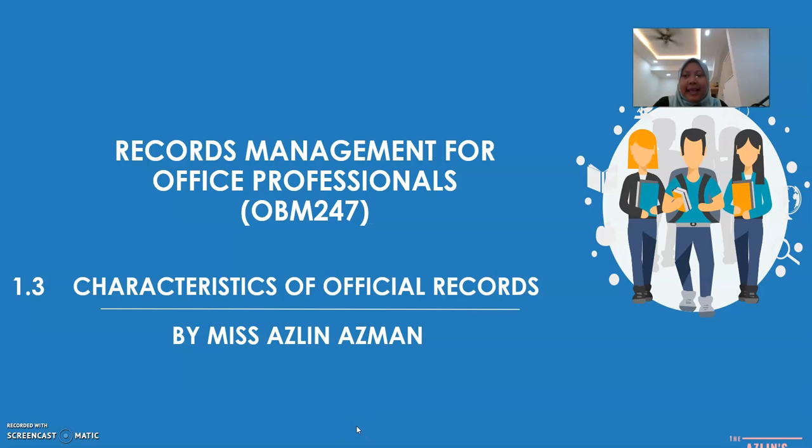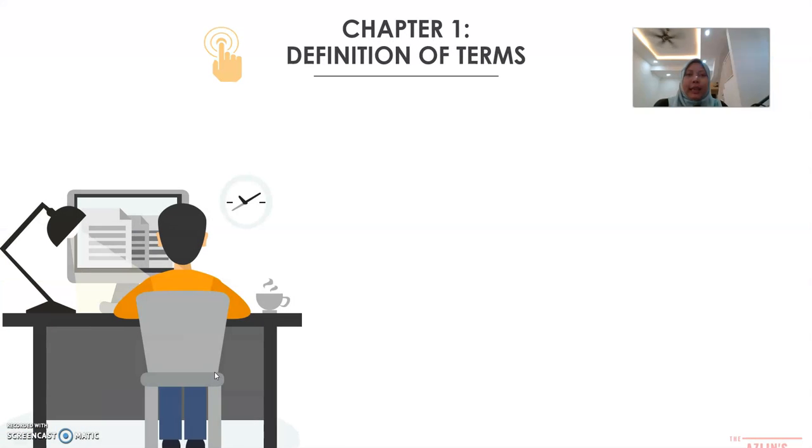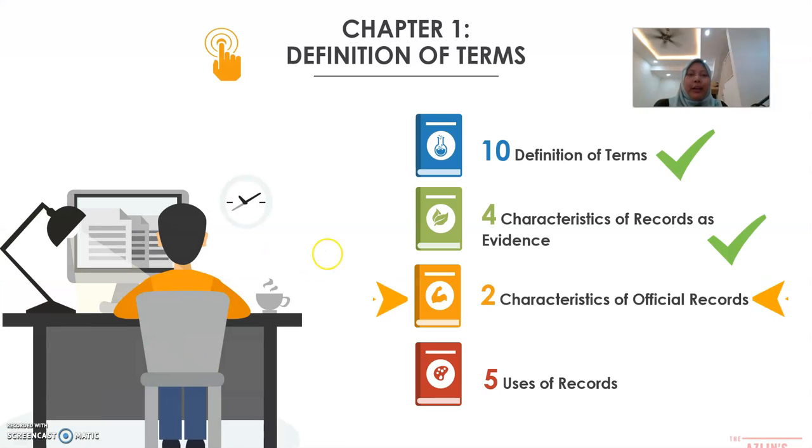Hello student, in this lesson we are going to learn the two characteristics of official record. So let's have a look at what we learned previously. In the first chapter we already covered the 10 definitions of terms. Secondly, we already covered the four characteristics of records to become an evidence. And now let's learn the two characteristics of official record.